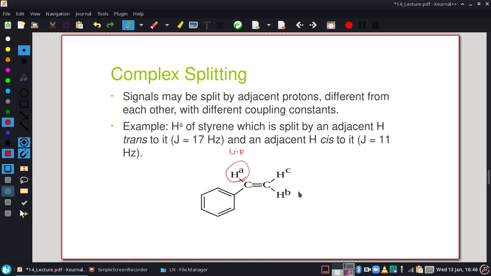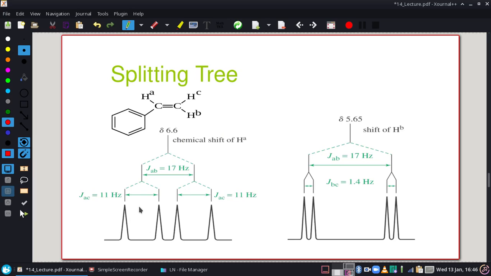But on this particular one, the trans one creates a coupling constant of 17, and the closer one is 11. And what that difference means, we're going to see something like this. The first split, so the furthest part, causes a split of 17. But the next one splits each of these by just 11, and they don't cause the two middle ones to overlap. So we don't add these up. We would have 4 equal-sized peaks, and 2 of them are 17 hertz apart, and the others are 11. We get 11 between the first two, and 17 if you go from here to here.